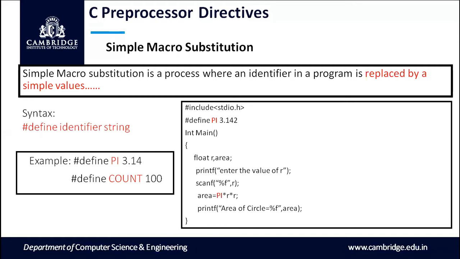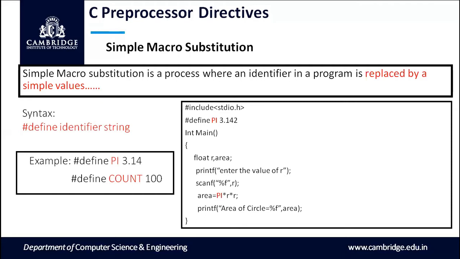As we all know, a program starts with a preprocessor directive, that is #include <stdio.h>, and again I'm using simple macro substitution in my program, which you can see in my second line, where #define PI 3.142. So wherever PI comes in my program, the value will automatically be replaced in the place of PI.